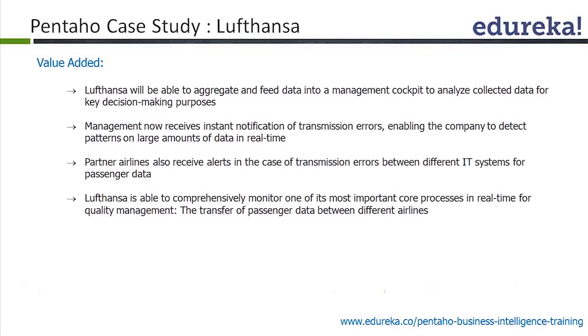And in fact, these guys have partnerships. So if Lufthansa is going through transit, and not necessarily all connected flights are the same, they may have tie-ups with their partner airlines. That way they can share this information very easily with their partner airlines as well. So they can analyze the patterns of large amounts of data in real time. The partner airlines also receive alerts in case of transmission errors between different IT systems.